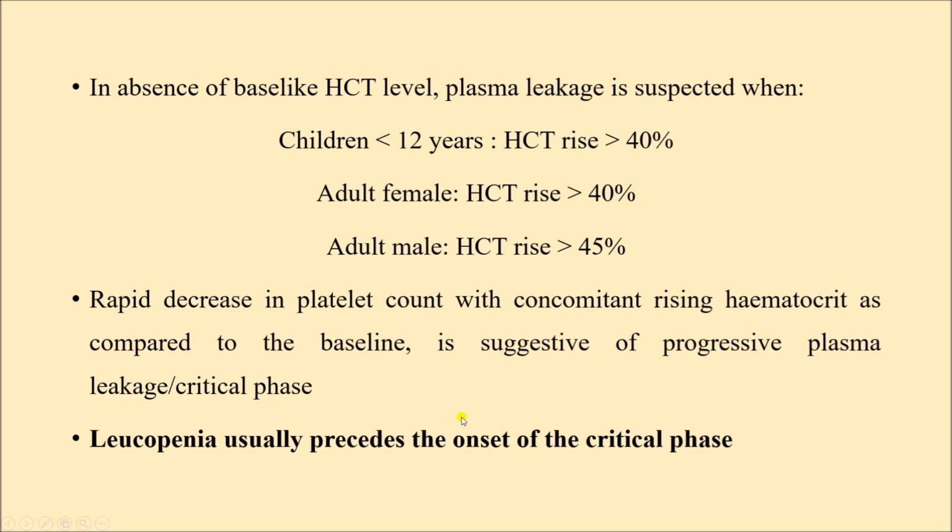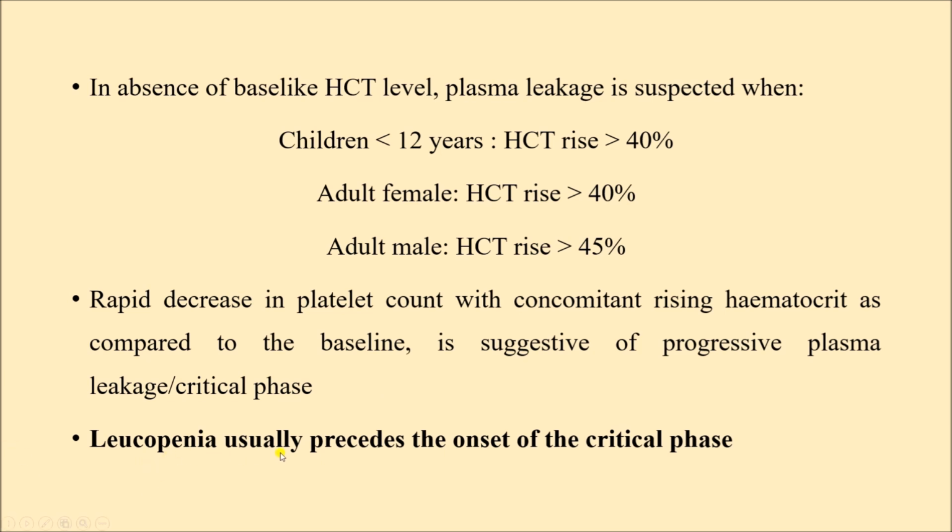Generally, when we have a rapid decrease in platelet count, so thrombocytopenia is occurring, as well as a concomitant rising hematocrit as compared to the baseline, this is suggestive of progressive plasma leakage or critical phase. So if in any patient with fever who has been diagnosed to have dengue, the complete hemogram shows that there is a rapid decline in the platelet count as well as an increase in the hematocrit level, that is indicating that the patient is going into the critical phase.